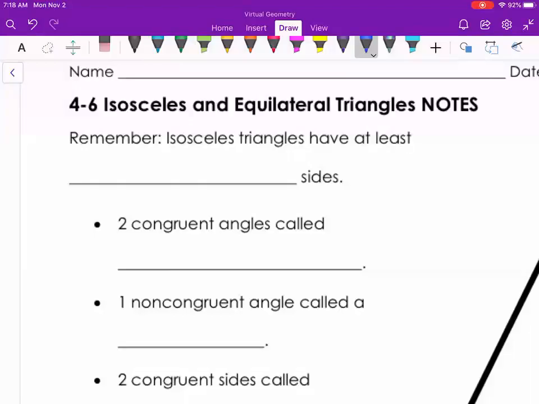Hi, everyone. We are looking at our last topic in Chapter 4, which is part of Unit 3, dealing with congruent triangles. So we're looking at how we deal with isosceles and equilateral triangles, because there are different properties that come along with these specific kinds of triangles. So I want to spend a little bit of time just going over those kinds of properties.